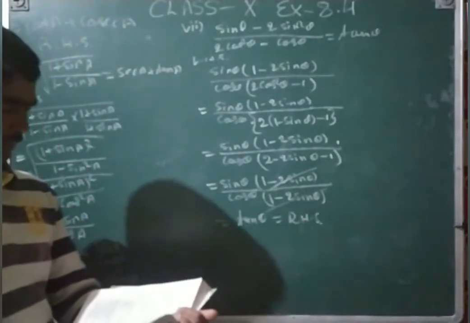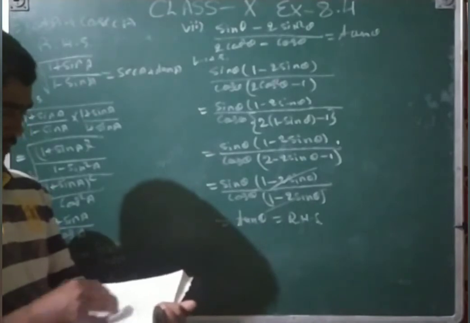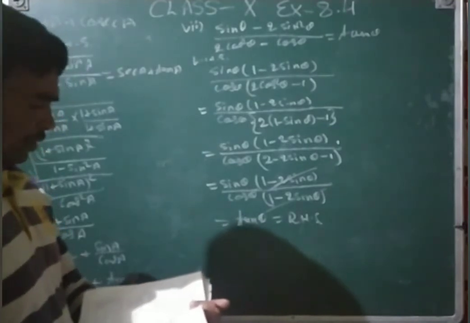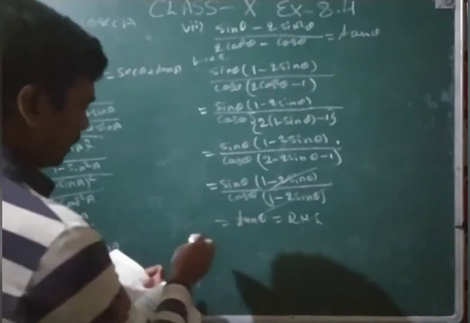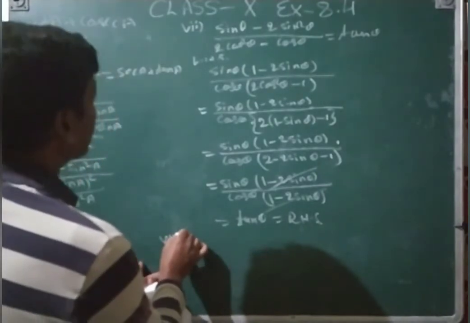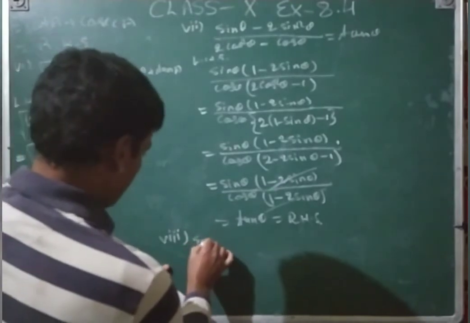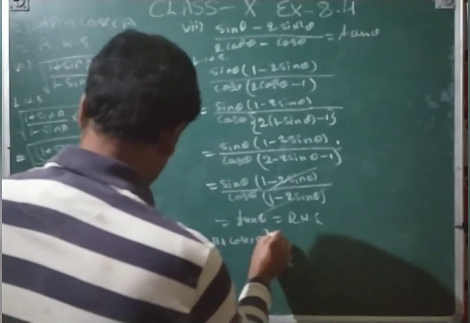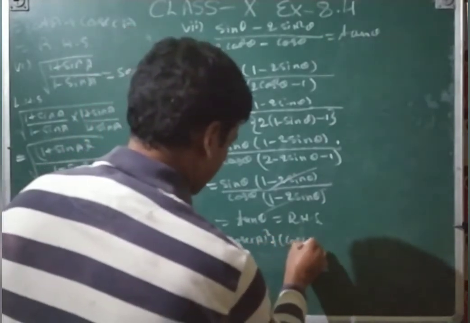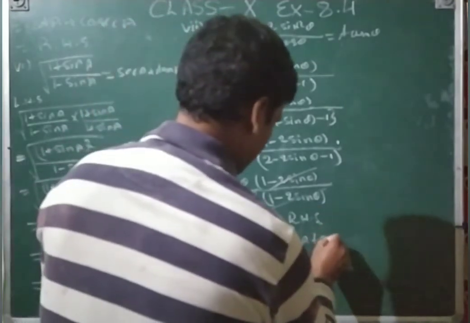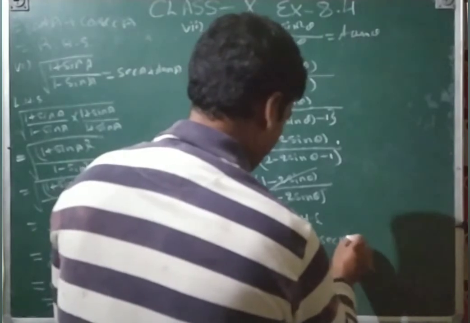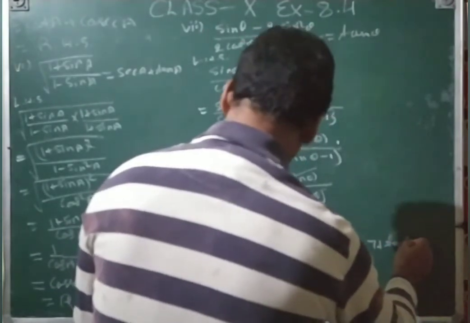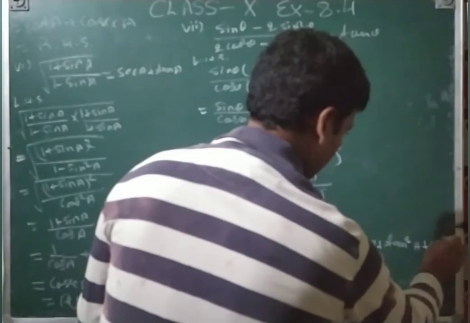Now the eighth part is that (sin A plus cosec A) whole square, and then plus (cos A plus sec A) whole square is equal to 7 plus tan square A plus cot square A.